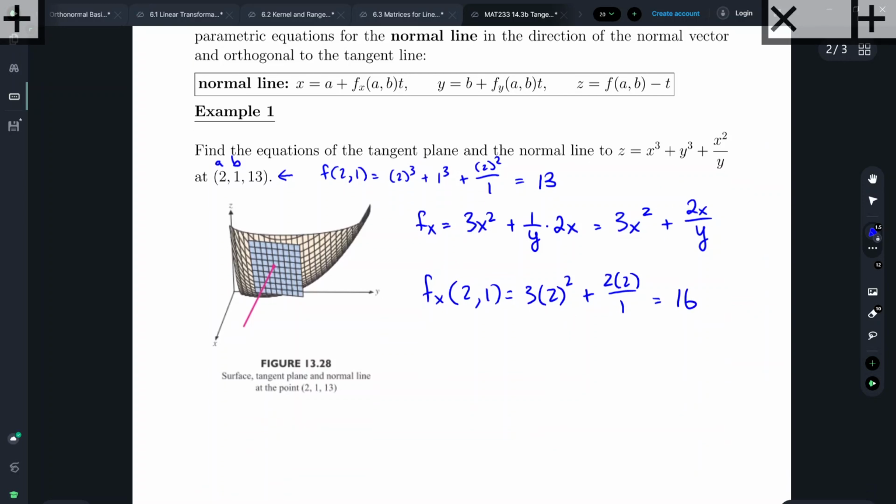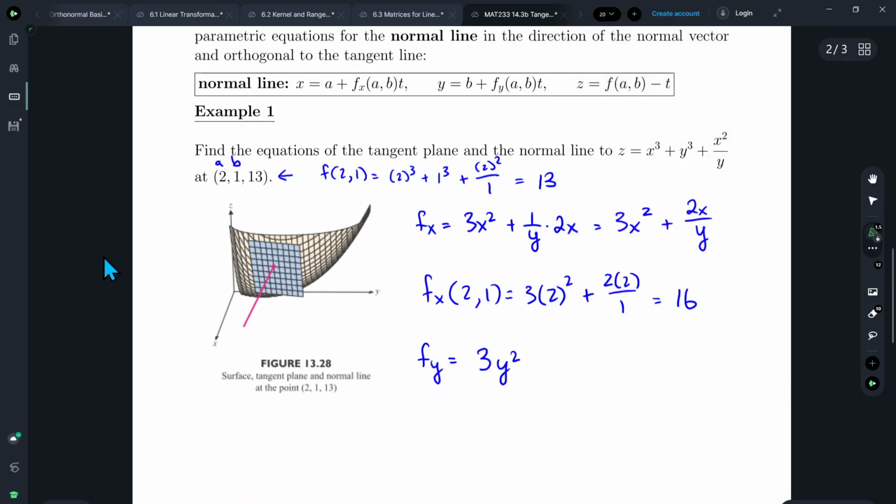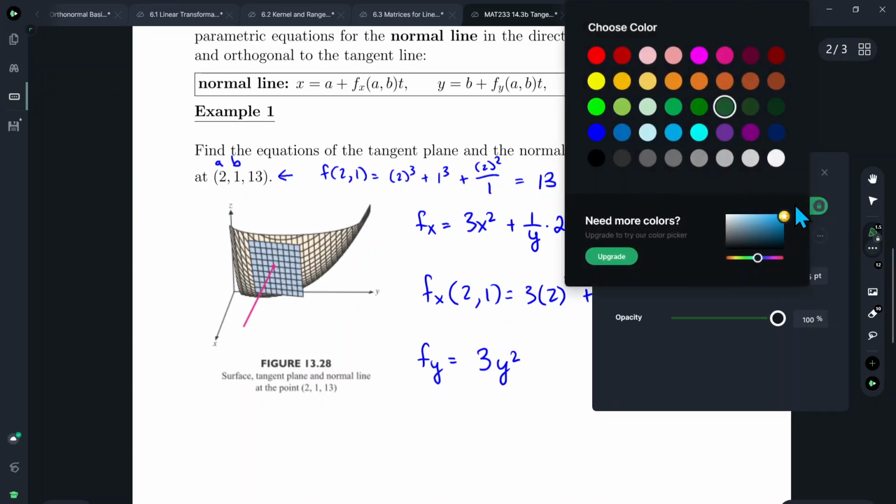Okay. Now we need the partial derivative with respect to y. Now we think of x as being constant. So this is a constant. The derivative of a constant is 0. So this term goes away. Derivative of y cubed is 3y squared. And then finally, the last term here. So I'm thinking of x as being constant and taking the derivative with respect to y, right? So I'm going to think of this as x squared y to the minus 1. So then I can just use the power rule.